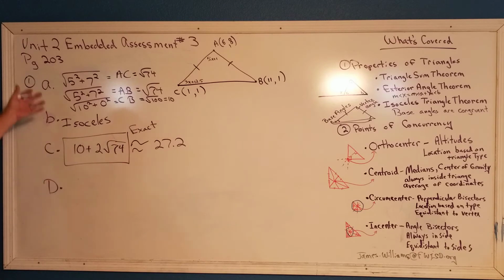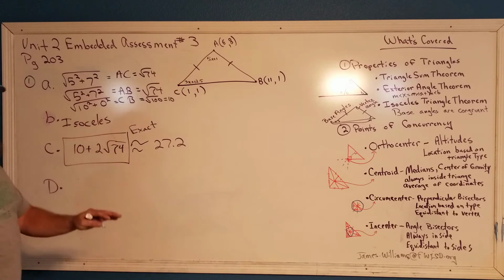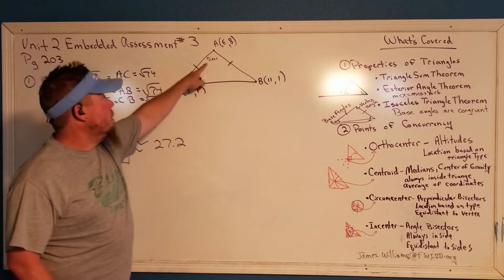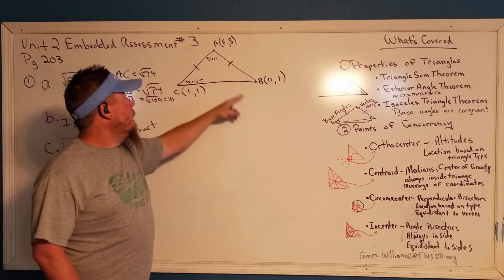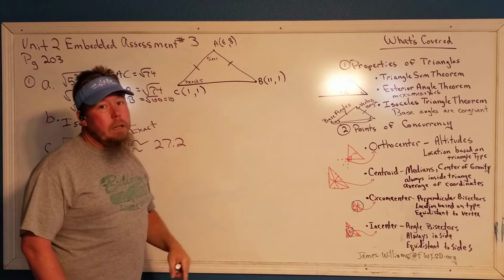Number D, or the fourth thing there, says the actual measure of each angle of a triangle. Now wait a minute, we even talk about lengths, right? Well, another thing they gave us at the beginning of the page is they actually told us angle A and they told us angle C. They didn't call it A, they called it CAB, and they called it ACB, okay?